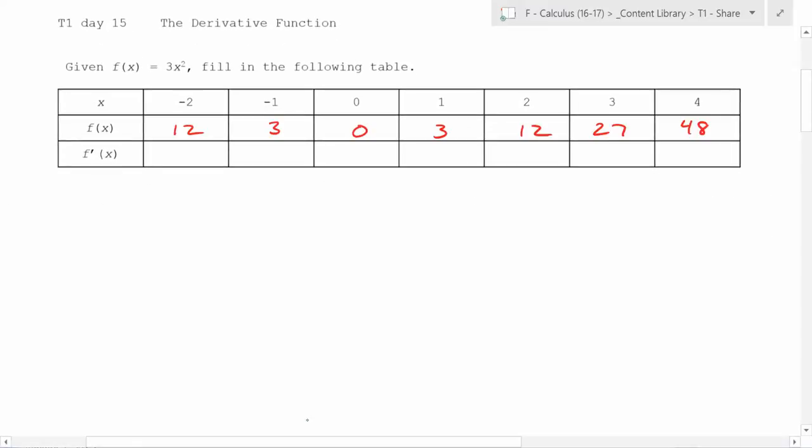So what's the second row asking for? Not the function evaluation. What's it asking for? F prime, the derivative of the function at each of those values. Now, why is this a little bit more work? It takes a super long time to do it for each value.